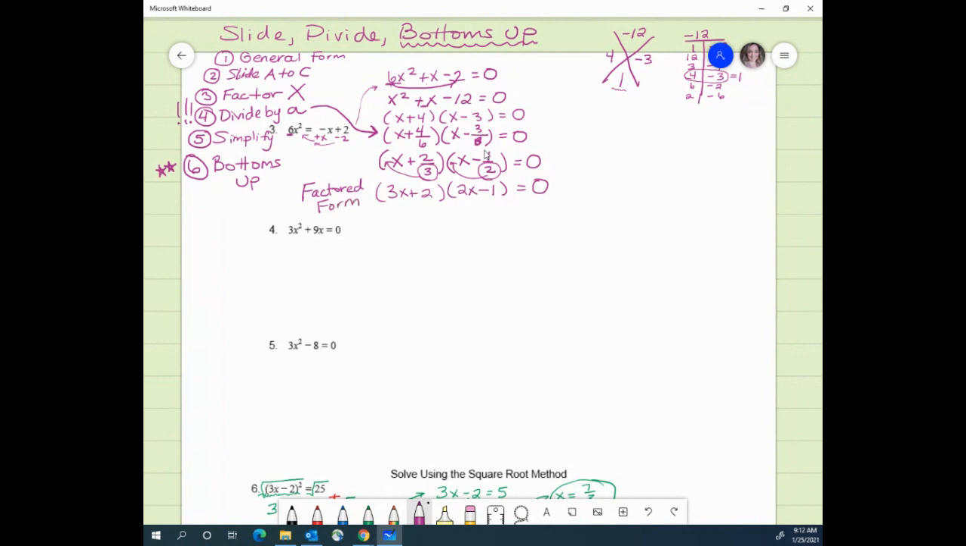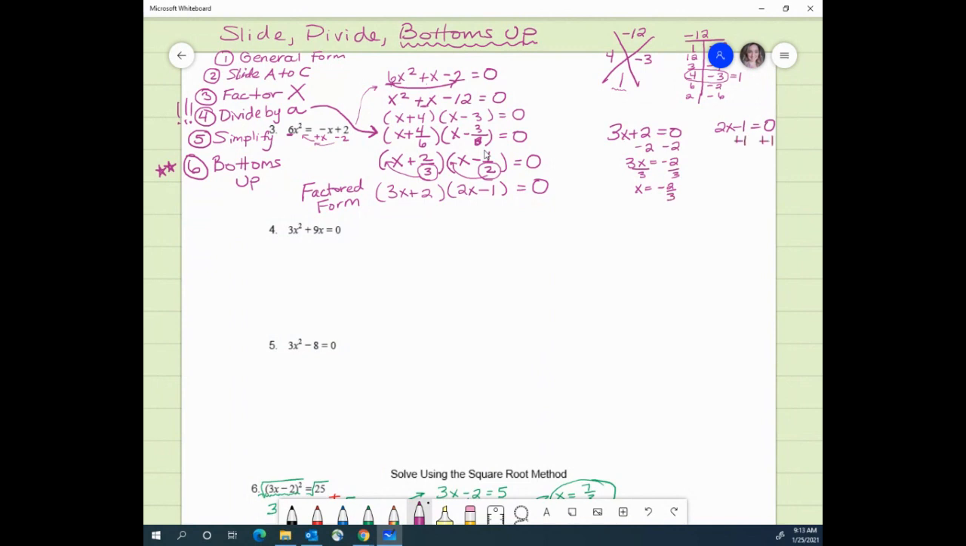So we did all of that, and we've gotten into factored form. To get to solutions, we do the same thing we were doing before. We split them apart, set them equal to 0. So 3x plus 2 equals 0. 2x minus 1 equals 0. So I'm going to subtract 2. I get 3x equals negative 2. Divide by 3. X equals negative 2/3.